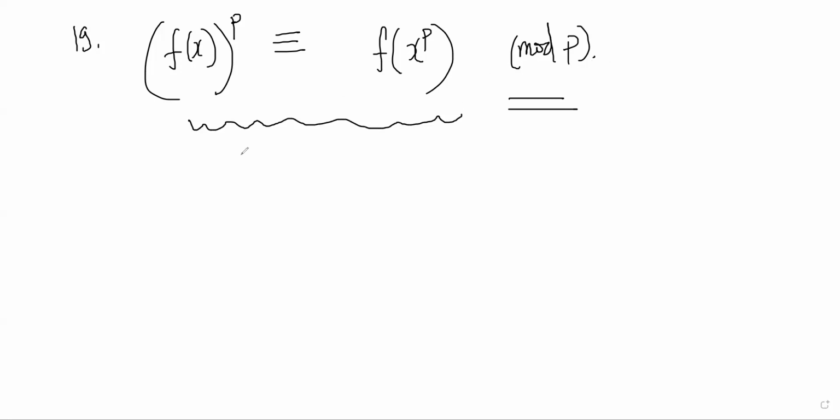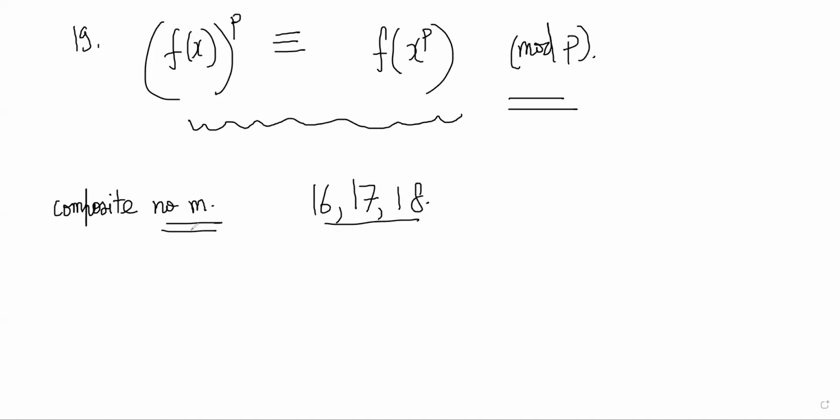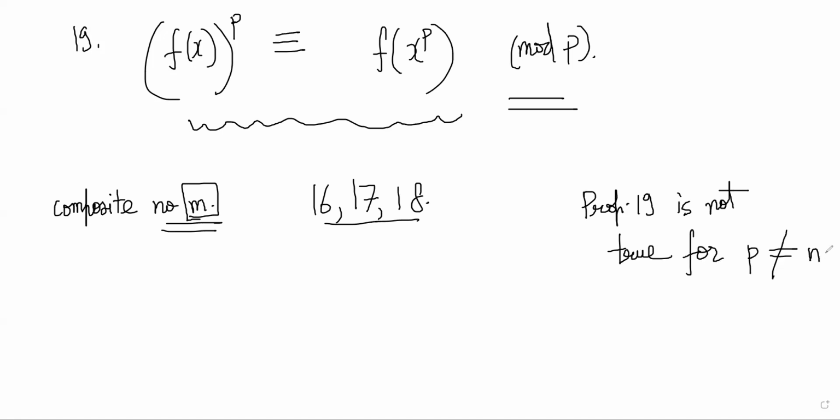Now, all of this discussion was for polynomials modulo a prime number. You cannot take a composite number m and expect all of these properties to be true. The first four properties are still true if your modulus is a composite number. However, the last property is not true for p being replaced with m.